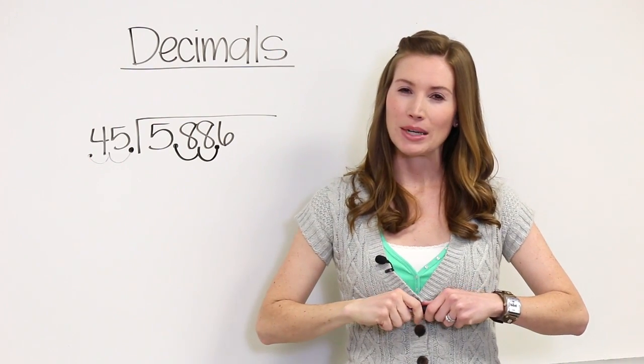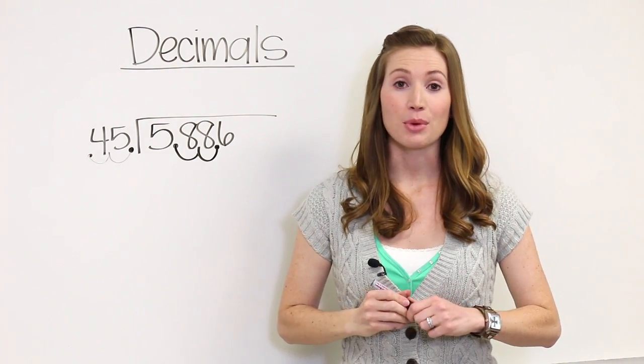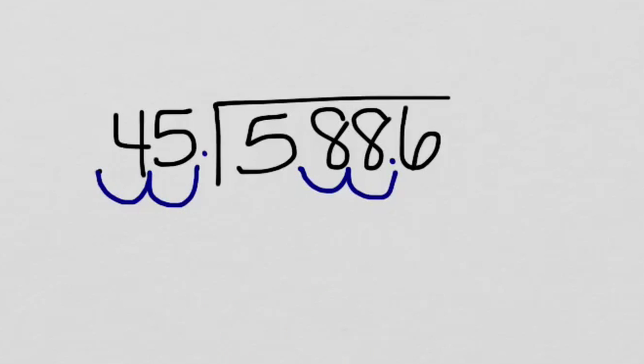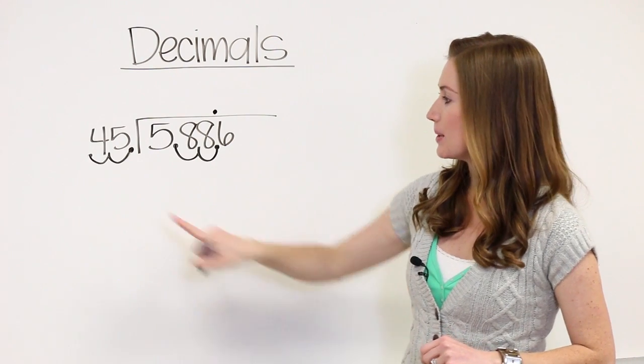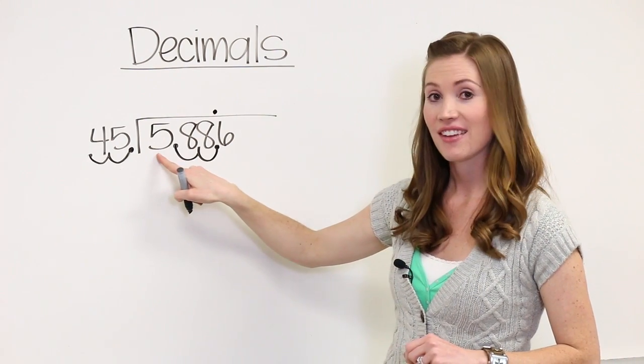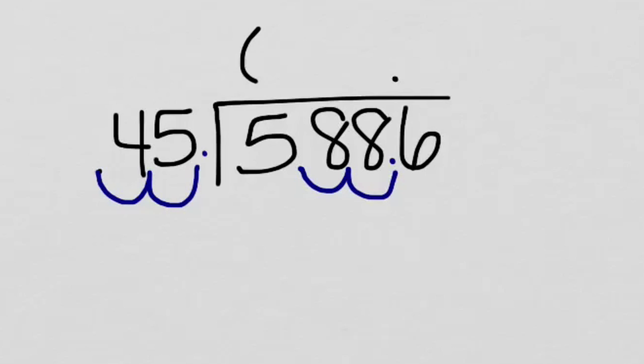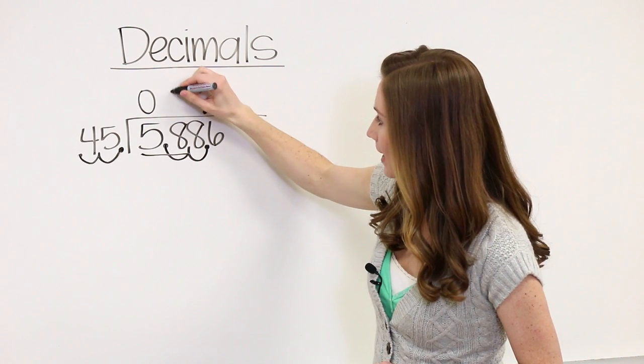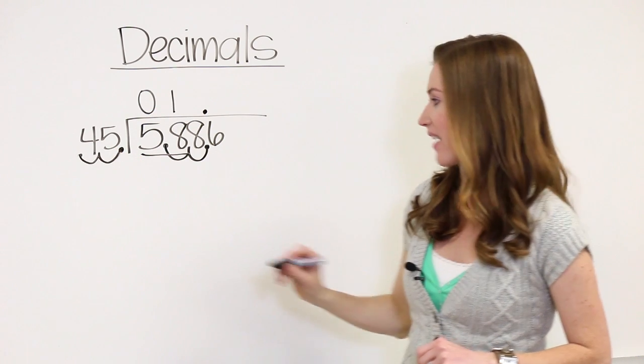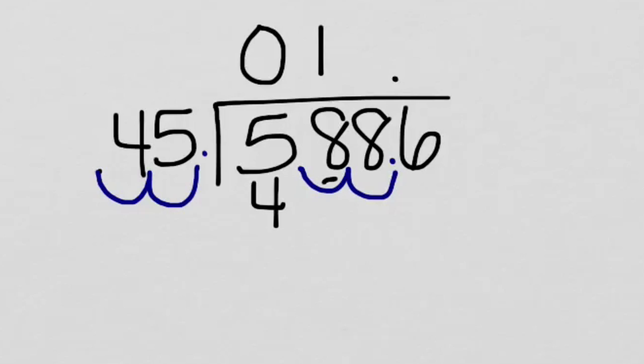Now what's the next thing we need to do? If you said bring up the decimal point, you're correct. Now we're just going to divide as usual. How many times can 45 go into 5? 0. What about 58? Once. 1 times 45 is 45. And let's subtract. 8 minus 5 is 3. 5 minus 4 is 1.